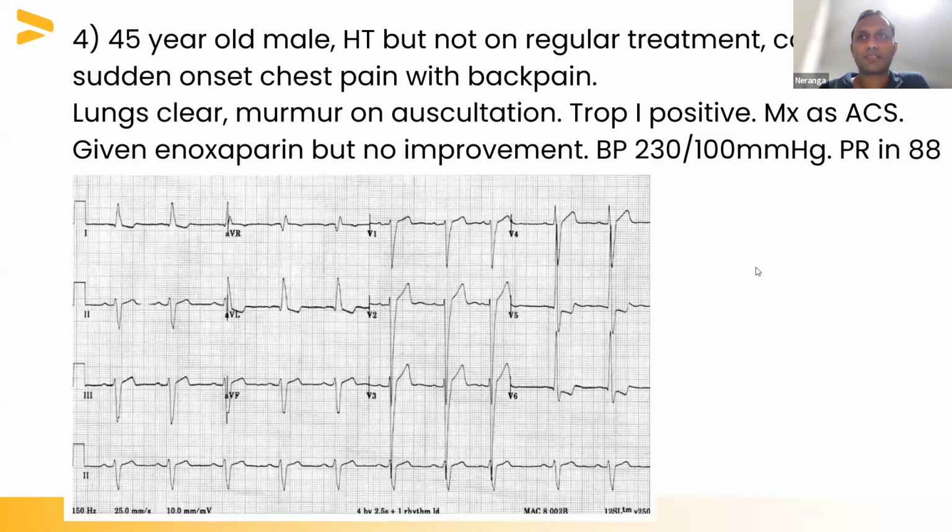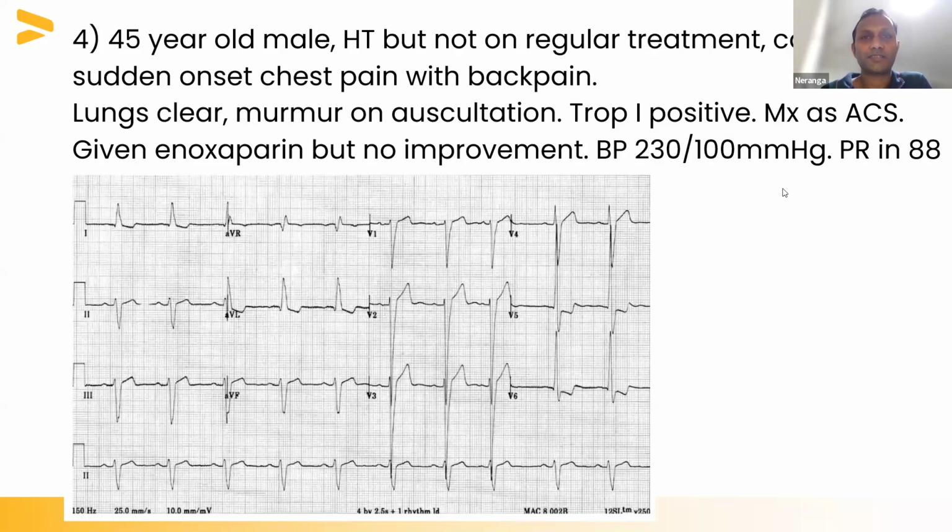Yeah, that's correct. Someone has answered: LVH strain pattern is there. So there is no ST elevation. These are left ventricular strain patterns. You can see in aVL and the lateral leads there are ST depressions also. These are due to left ventricular strain from hypertension, uncontrolled hypertension.